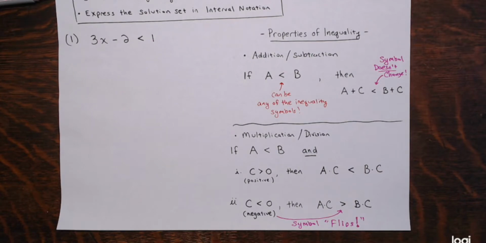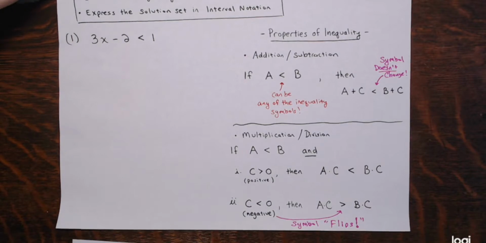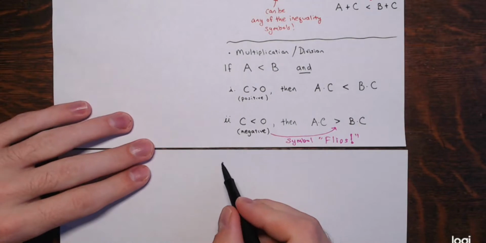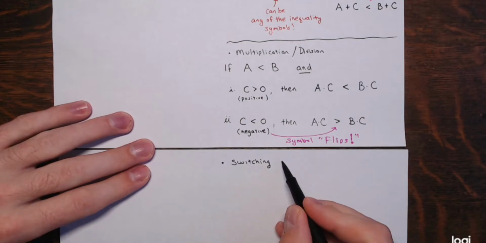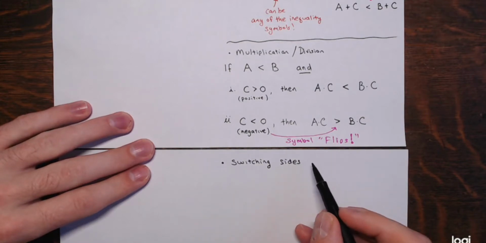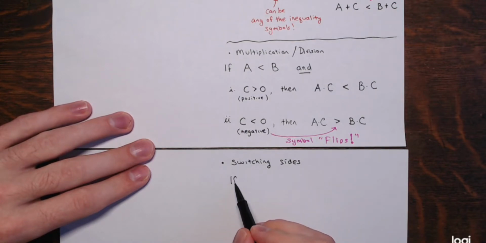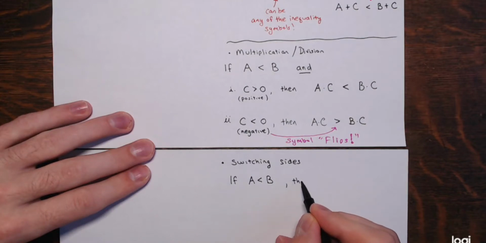Okay. All right, and I guess one final thing to point out, the only other time you're going to have to worry about when the symbol will flip is when you switch sides. So I'll just call this last one here switching sides, because you might want to do this on occasion. So if A is less than B, then B must be greater than A.